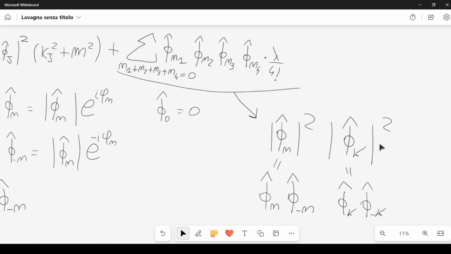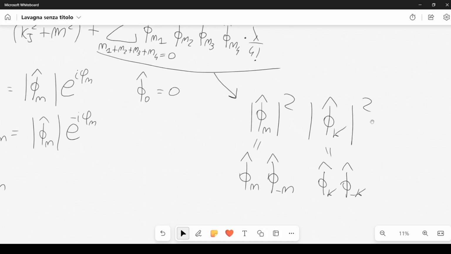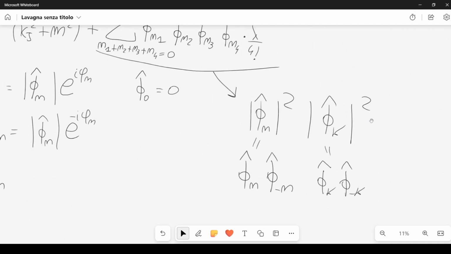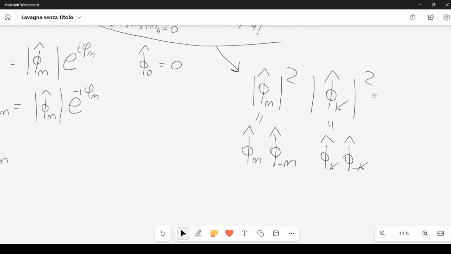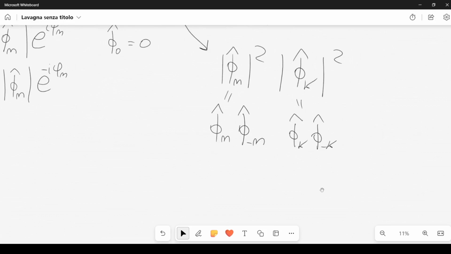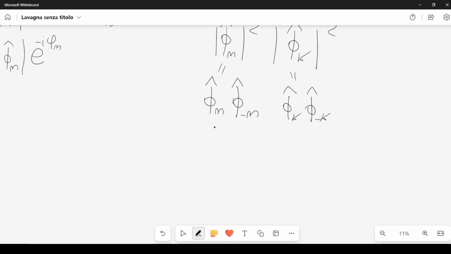All the other terms will be dependent on the phases, and when we sum over a large number of them, it makes sense to think that they will give a zero contribution. Now, remember that we start from the indices n1, n2, n3, and n4, and they have to satisfy the relation n1 plus n2 plus n3 plus n4 equal to 0. And all these indices should produce only terms of this kind, or if you want, this kind here.